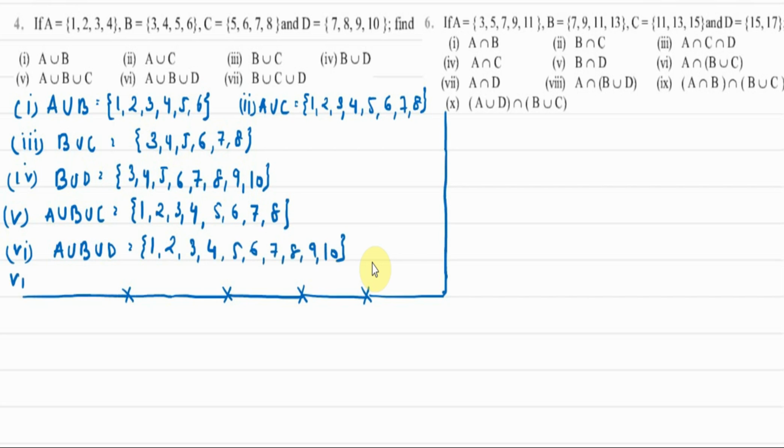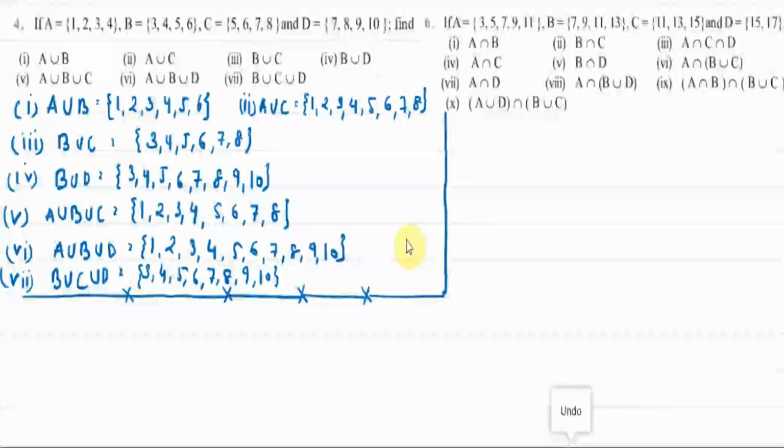Now they are asking to find out the set B union C union D. That means we will write down all the elements of B, C and as well as D. So start writing the elements of B first: 3, 4, 5, 6. Then we have elements in C as 5, 6, 7, 8. We have already written 5 and 6, so we'll write down 7 and 8. Similarly, in set D, we have written 7 and 8. We are left with 9 and 10, so we'll write that down. So this is our desired set B union C union D.